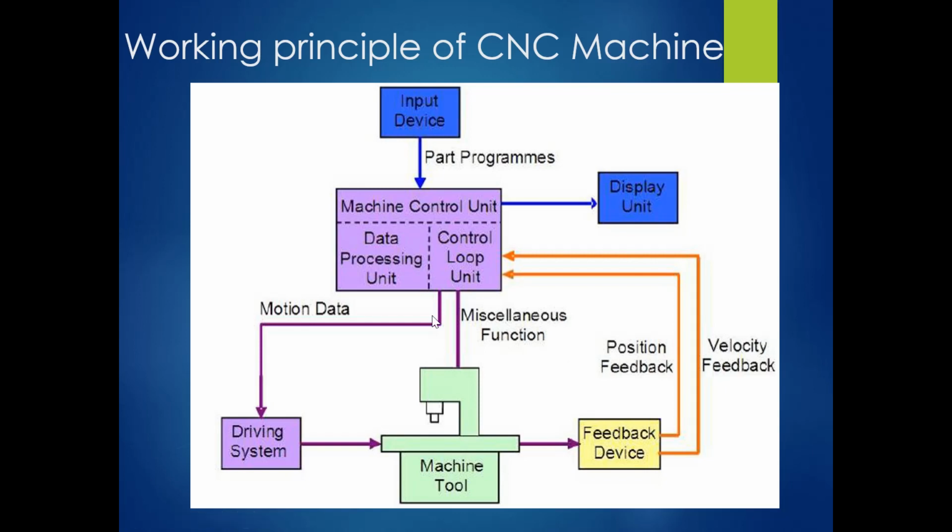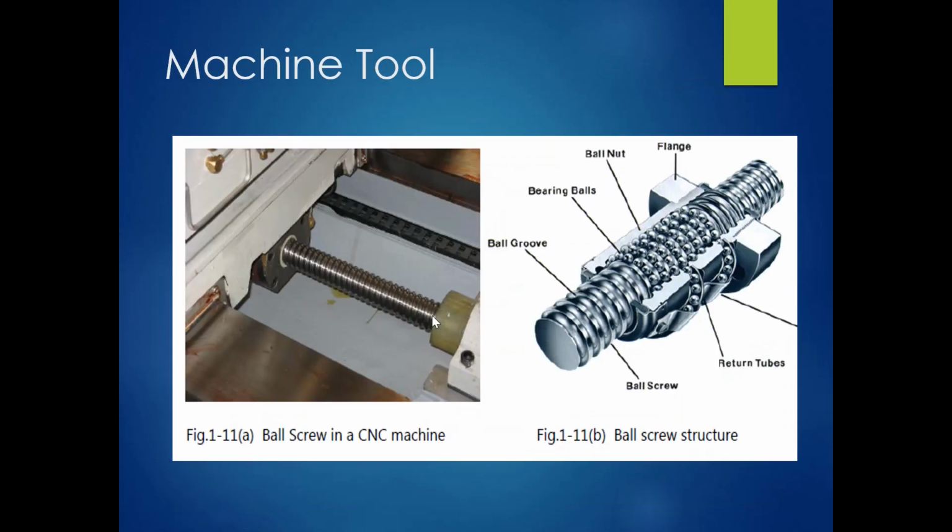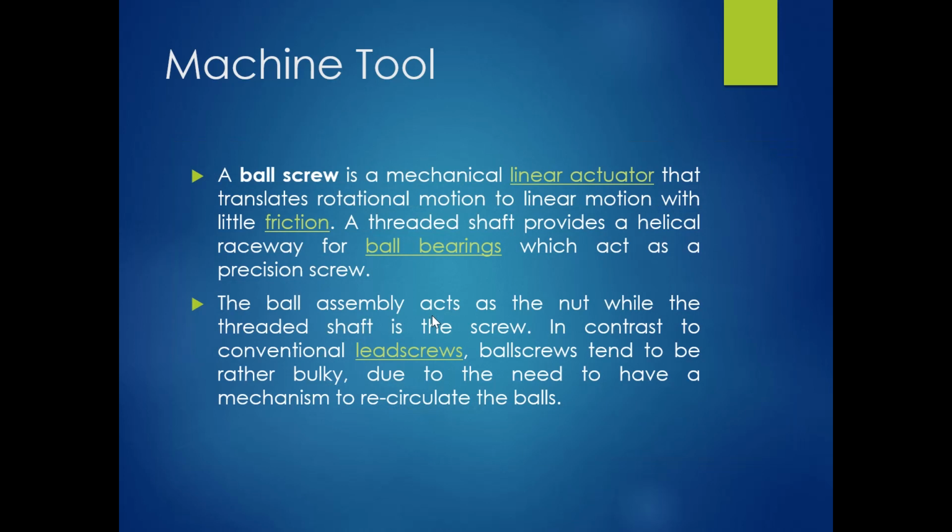We'll see one by one element of CNC machine. So the first is one of the examples, that is ball screw, which is used in CNC machine, that is a machine tool. Ball screw is a mechanical linear actuator that translates rotational motion to a linear motion with little friction. A threaded shaft provides a helical raceway for ball bearing, which act as a precision screw.